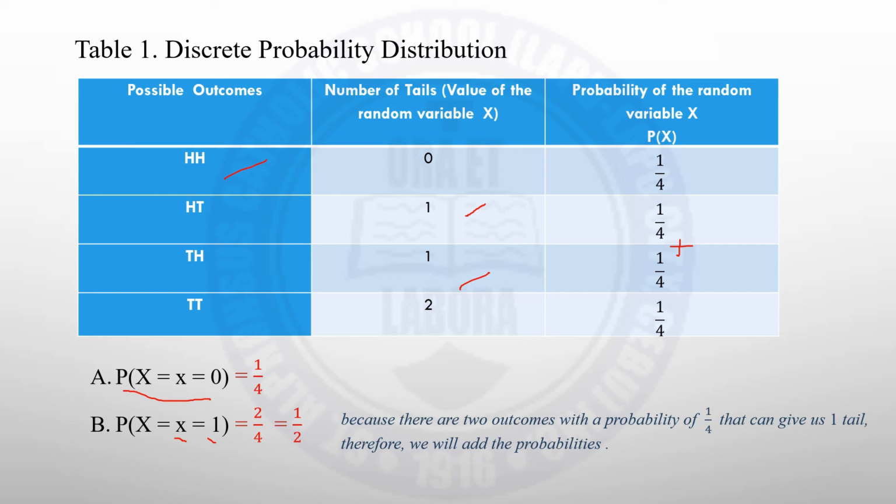Now, for the third one, or the last one, we consider the probability of the random variable, or the uppercase X, equals the possible value of the random variable, or the lowercase x, equals 2, and the answer is 1/4. Why do we have 1/4? Because again, there is only one possible outcome for T and T, or for tail and tail, and we have 4 here as our denominator because there are 4 possible outcomes there.